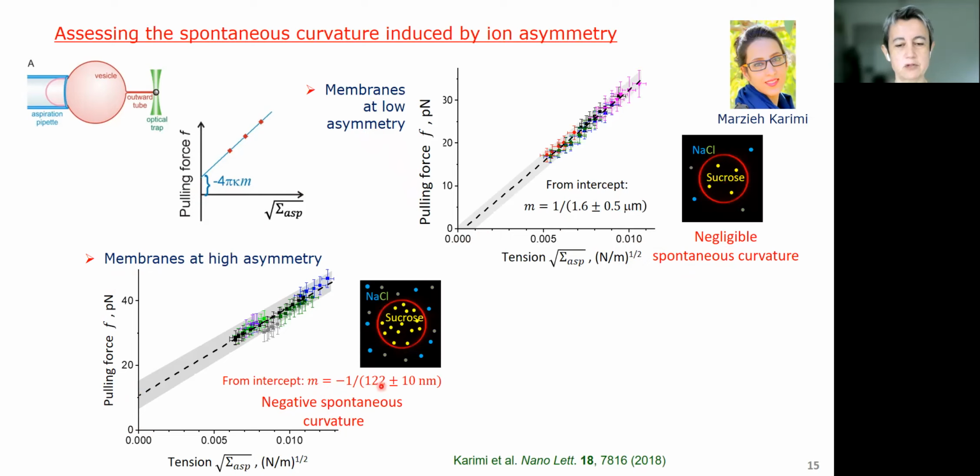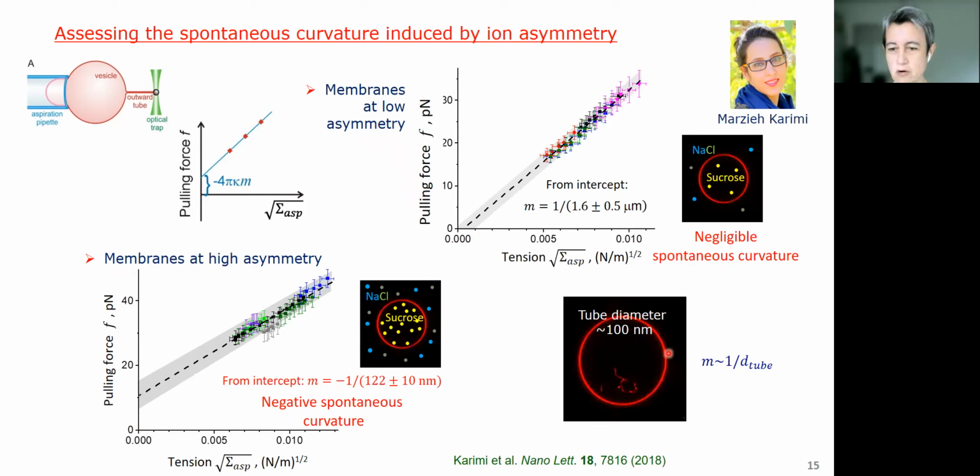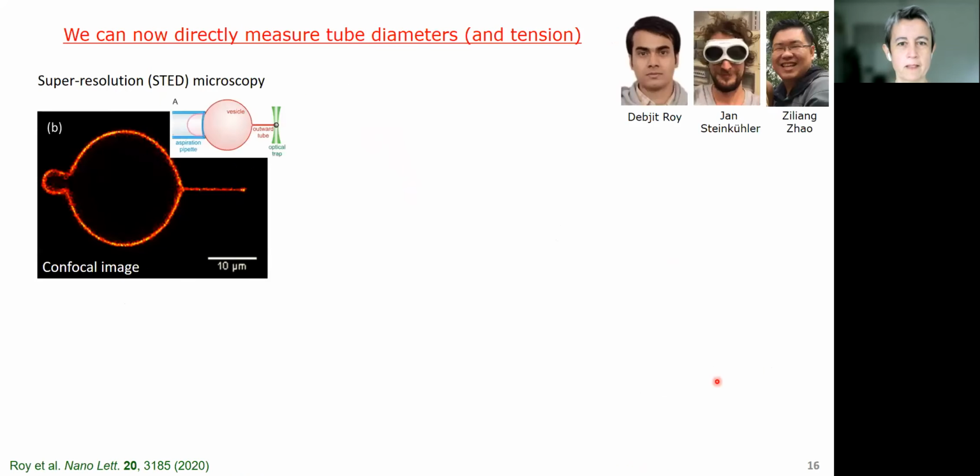And this spontaneous curvature is of the order of 1/120 nanometers, which also should tell you that the tubes that you observe in the system have a mean diameter of about 100 nanometers.